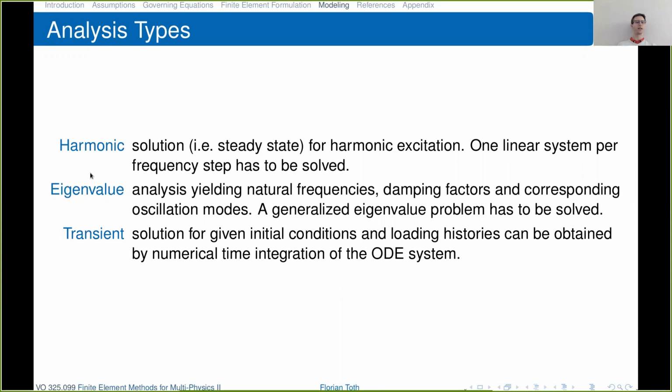The second analysis type that makes sense is an eigenvalue analysis that yields us natural frequencies, damping factors, and corresponding oscillation modes. And for this, we need to solve a generalized eigenvalue problem with unsymmetric matrices in the current form. And finally, there's the transient solution, where we have given initial conditions for all the field quantities, and we have loading histories, and we can obtain our transient solution by integrating the ordinary differential equation system numerically in time.